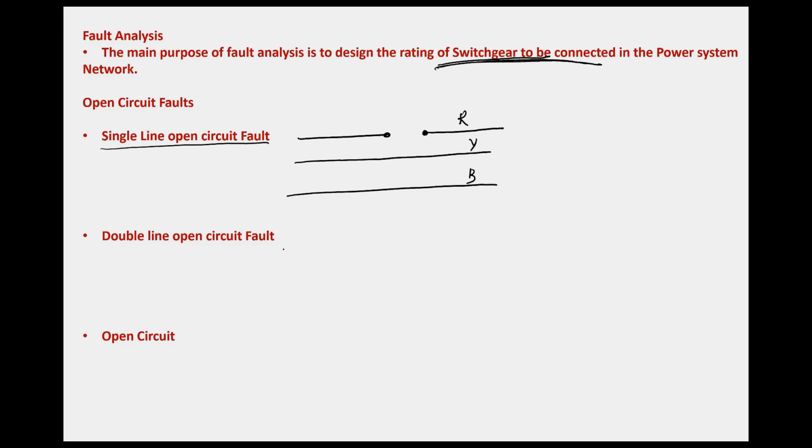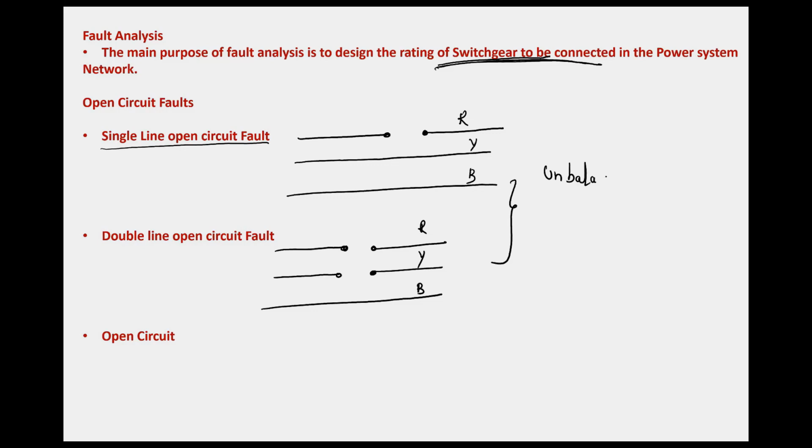Okay. So in the 3-phase power system, at any point, maybe it is at the generator, in the transmission line, in the feeder, in the transformer, wherever it is, if 2 conductors get open circuited, then it is called a double line open circuit fault. Both are faults. Unsymmetrical faults. Both these are unbalanced or unsymmetrical faults. Any fault that creates unbalance in the system is called an unsymmetrical or unbalanced fault.